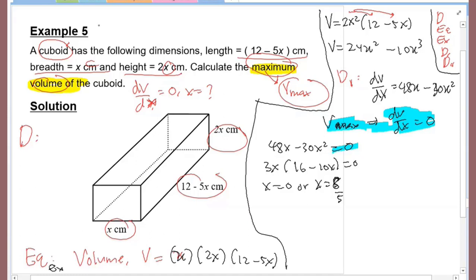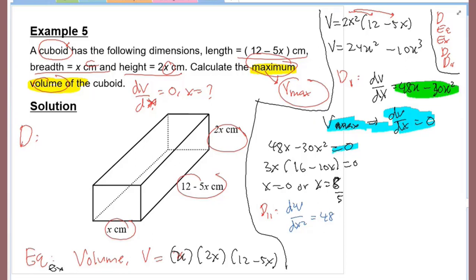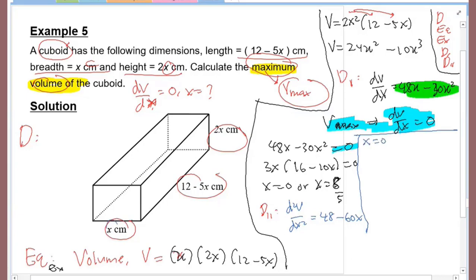Okay, and then test. Test to find the second derivative. Differentiate d2V dx squared. So differentiate 48 minus 60x. Then substitute. When x is equal to, let's say, 0. Impossible, right? When x is equal to 0, that cuboid is no longer a cuboid. It forms just a line. So it cannot be 0. x cannot be 0. But okay, if you want to show it, fine, otherwise you can just ignore it.